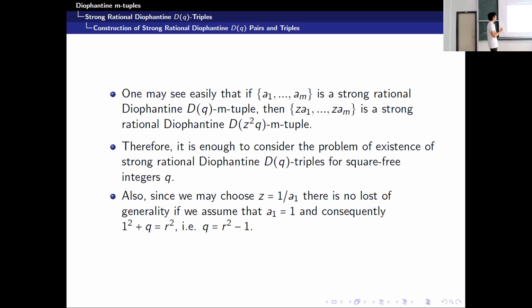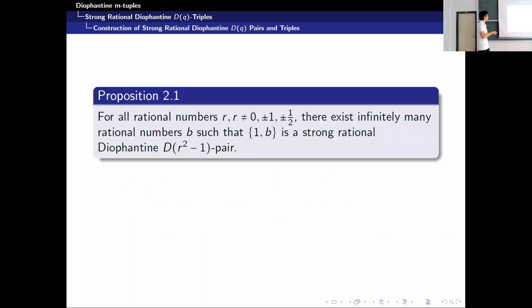And before beginning the proof, I need to make some parameterization. I can say Z is equal to 1 over A1, and A1 is equal to 1. And Q will be R squared minus 1. This parameterization is important because the calculations are much easier with it. This is the importance of this parameterization.